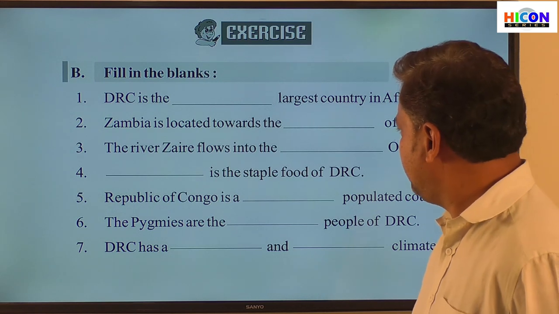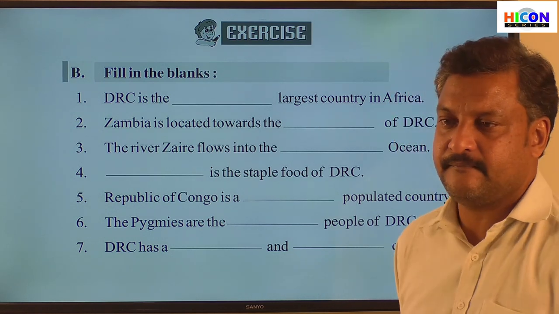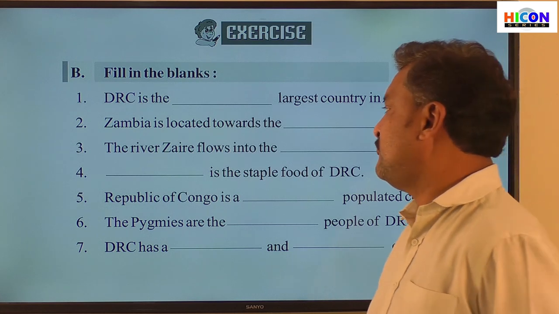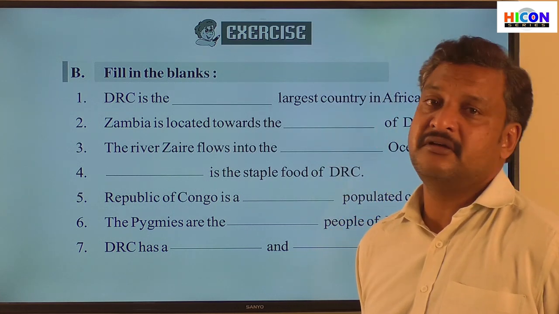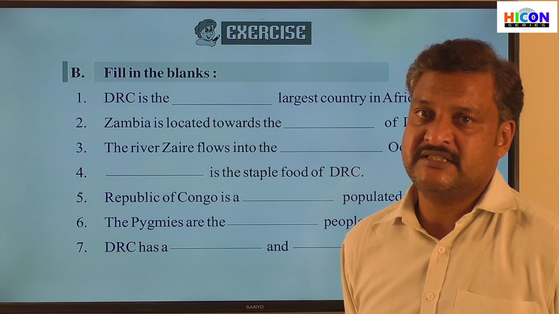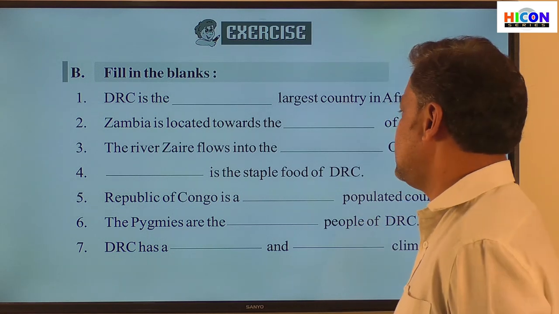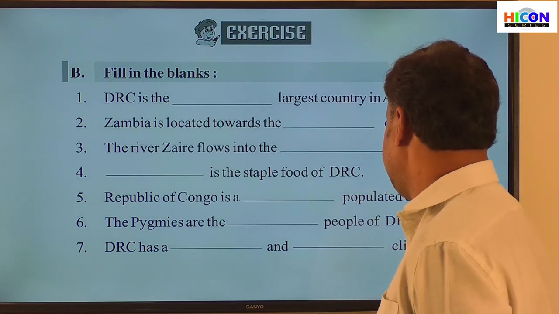Dash is a staple food of DRC. What is the name of the staple food eaten by the people of DRC? Cassava. Cassava is a staple food of DRC.